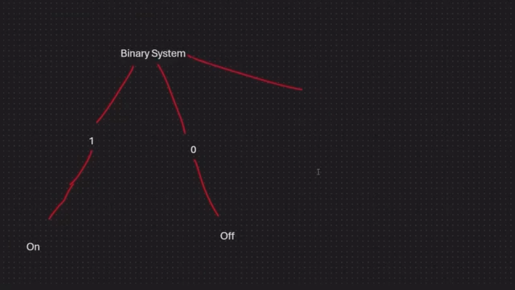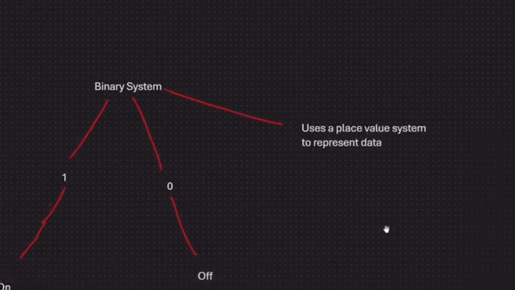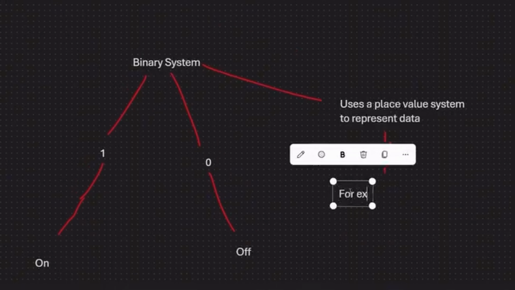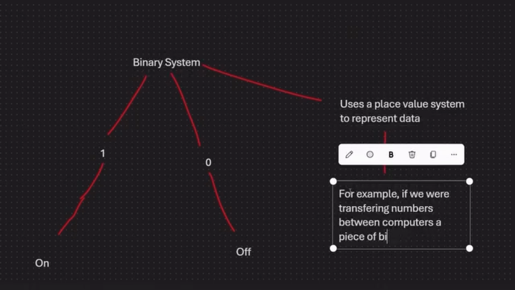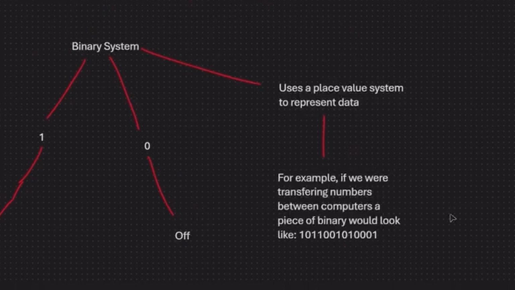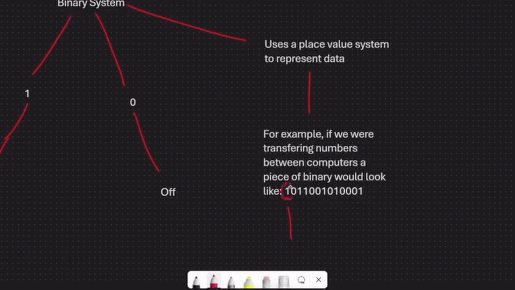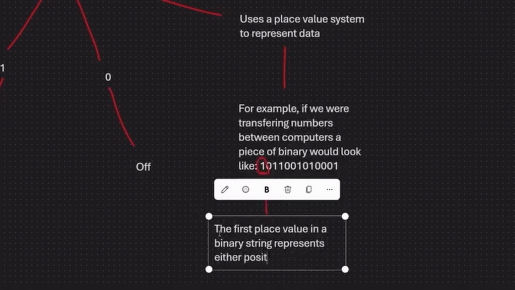When we arrange these ones and zeros in a specific pattern, the place value of them matters a lot. For example, at the start of a binary string, if the first number is a 1, then that means the number is negative. If it's a 0, that means it's positive. We will go more in depth on the binary system later on in the video.